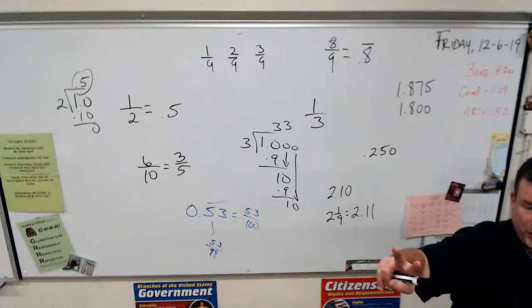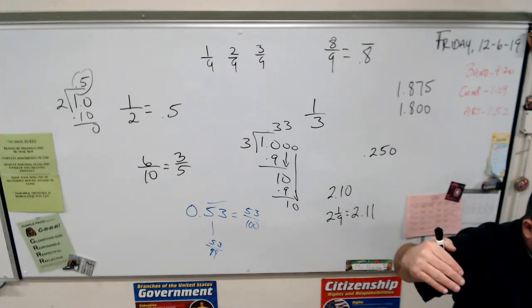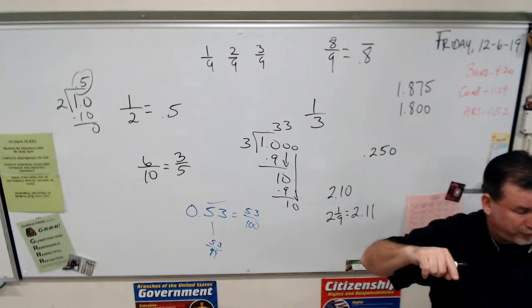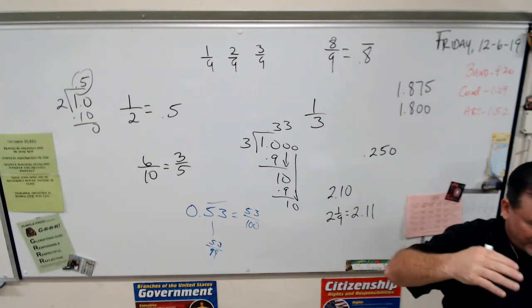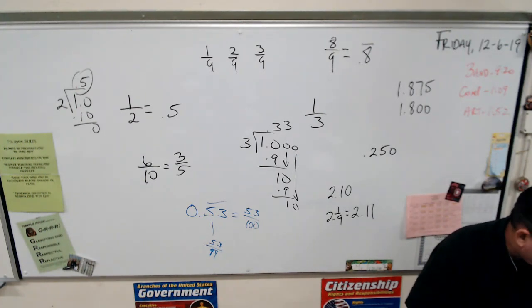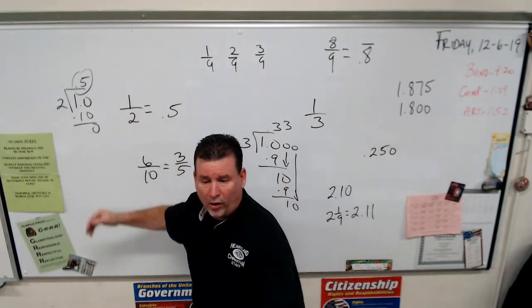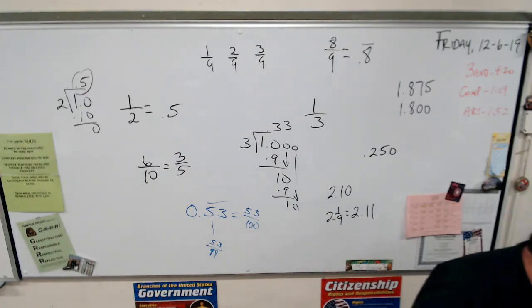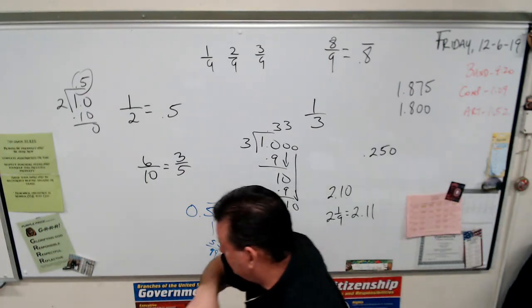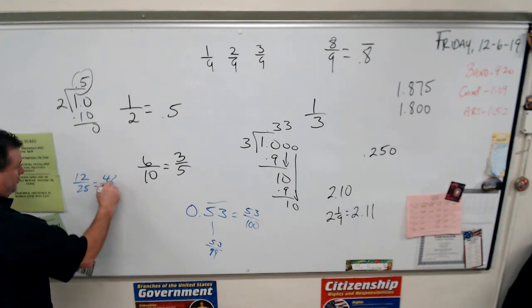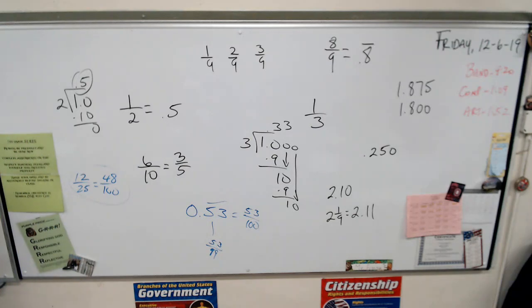You could have done that two ways, ladies and gentlemen. I said I was going to go faster, and now I'm stopping. You could have gotten 0.48 by doing 12 divided by 25. Or, if you're like Zacchaeus, you could have said to yourself something else. Anybody do that?